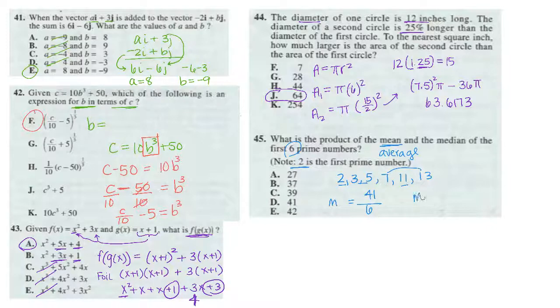Now we need the median, which is the one in the middle. However, we have an even amount, so we have to take 5 plus 7 and divide that by 2, and that's going to give us 6. So now if we find the product of these two, that's just going to give me 41.